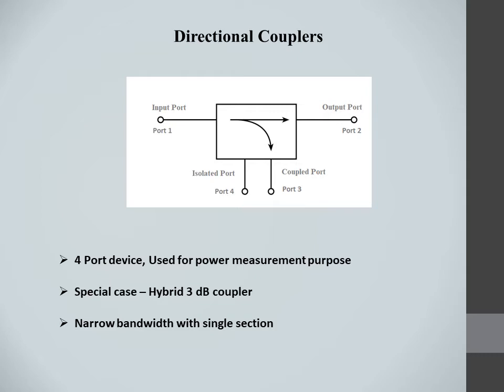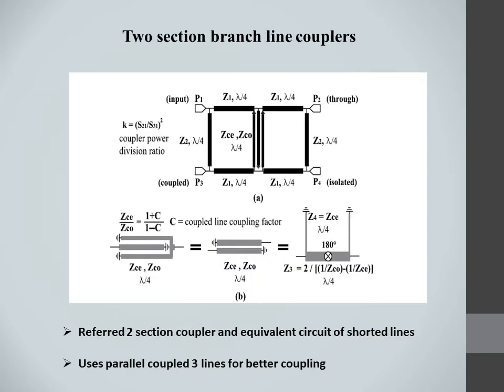In an ideal directional coupler, no signal should appear at the isolated port. However, practically a small amount of power called back power is obtained at port 4. The bandwidth obtained with a single section of coupler is very less, and hence we use a multi-section coupler to get better bandwidth. Multi-section technique is a well-known method to extend the bandwidth.